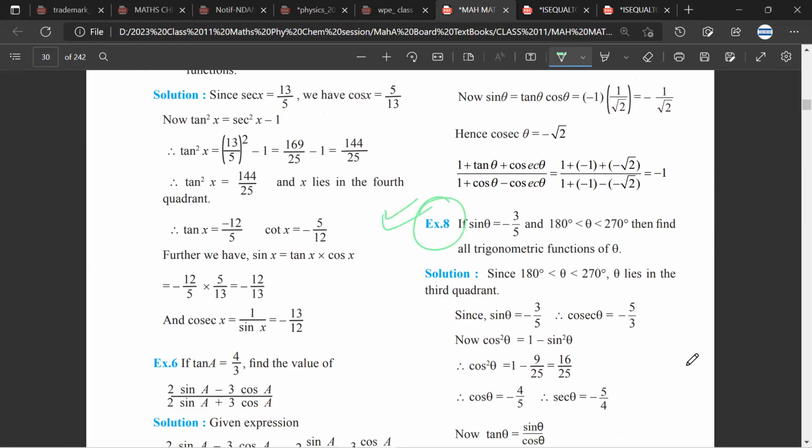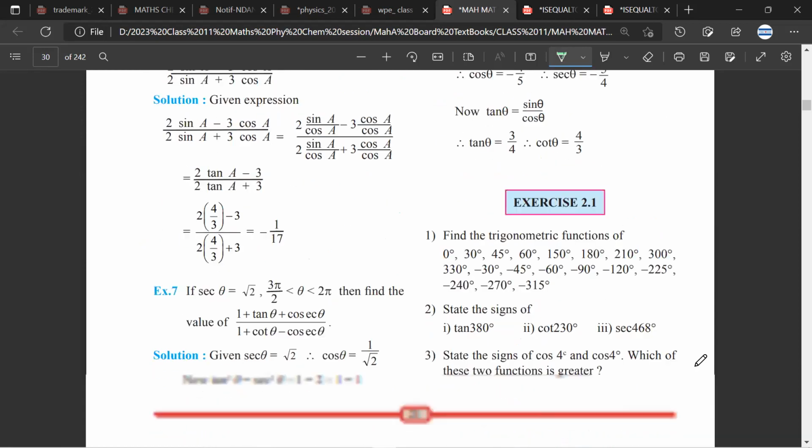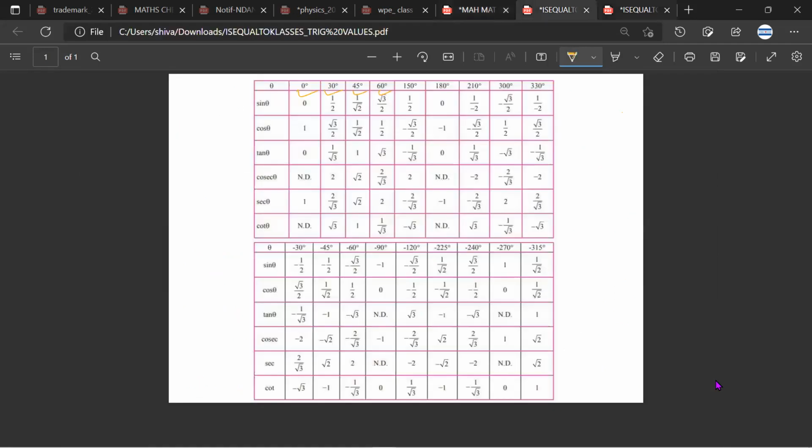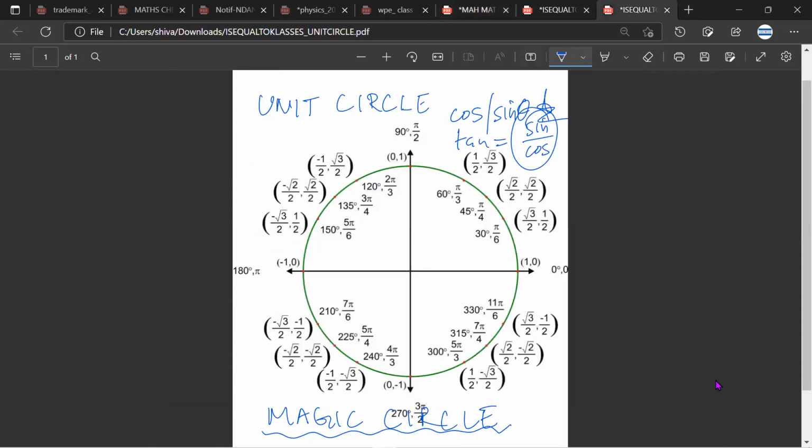Okay. Example 8. So try to do the solved examples first. Example 7. First try to do the solved examples. Once you are done with the solved examples, using the unit circle, I'll send you this PDF, the unit circle PDF.